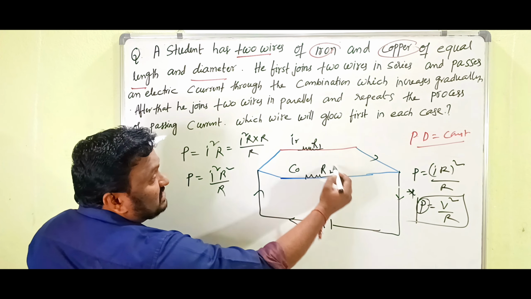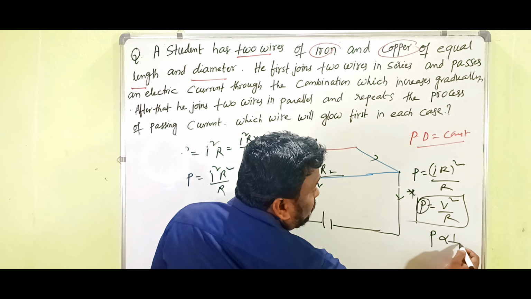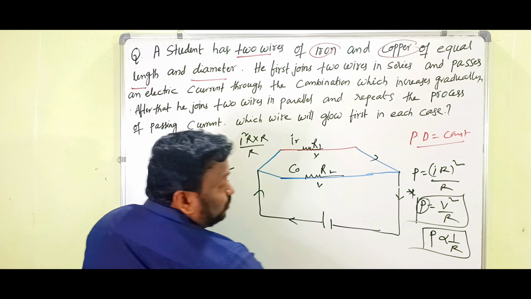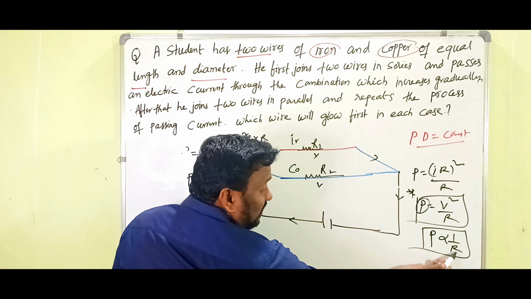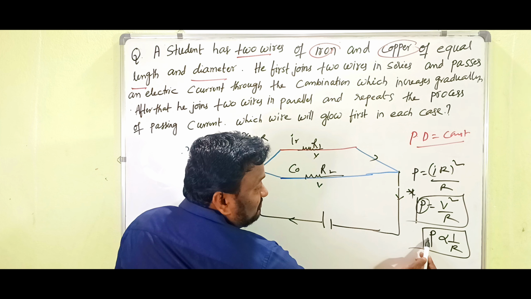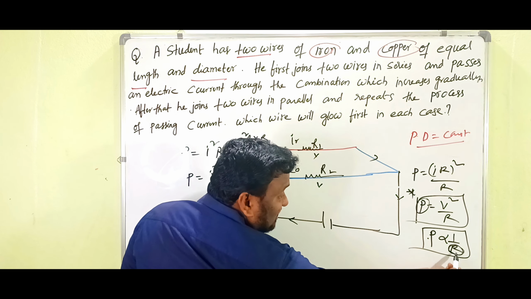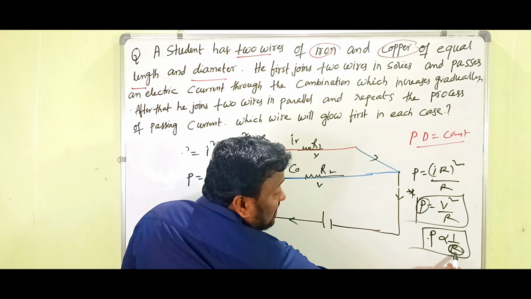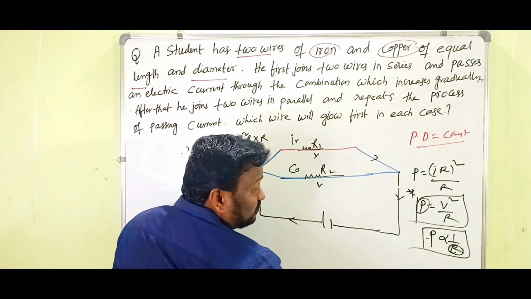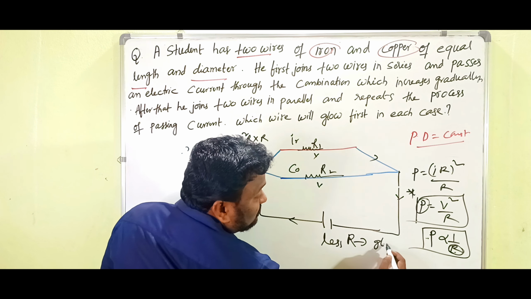And in this case, V is constant. That's what we discussed. P is proportional to 1 by R. Clear? So the wire which has more resistance should have less power loss. And the wire which has less resistance should have more power loss. That's why the wire which has less resistance should glow first.